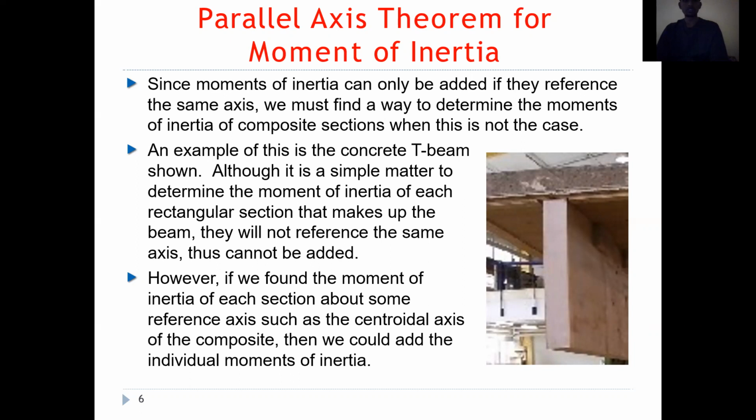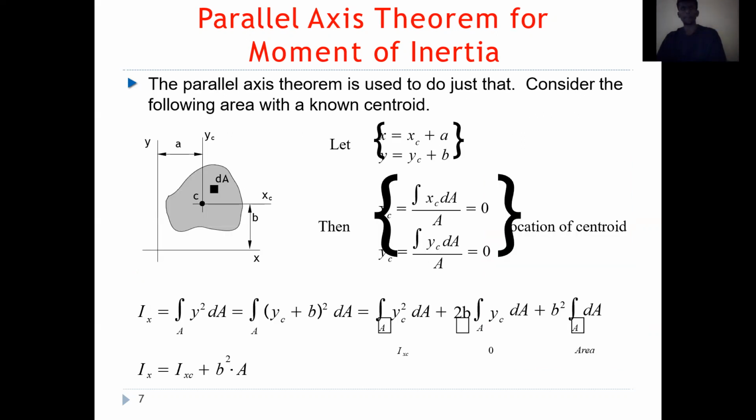However, if we found the moment of inertia of each section about some reference axis such as the centroidal axis of the composite, then we could add the individual moments of inertia. The parallel axis theorem is used to do just that. Consider the following area with a known centroid.